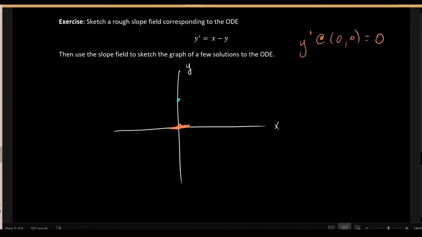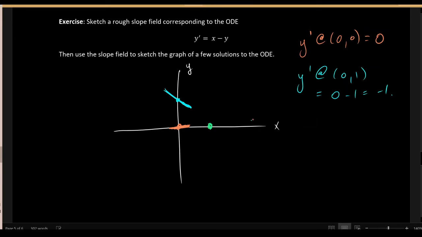Let's try another point for the practice. If I, for example, plug in this location on the y-axis, where x is 0 and y is 1, what happens when I plug that into the ODE? I get 0 minus 1, and I get negative 1. So through this location at 0, 1, I'm going to draw a tiny line segment of slope negative 1. So that's going to have a downward slant at a 45-degree angle. So I've drawn that tiny line segment here at that location.